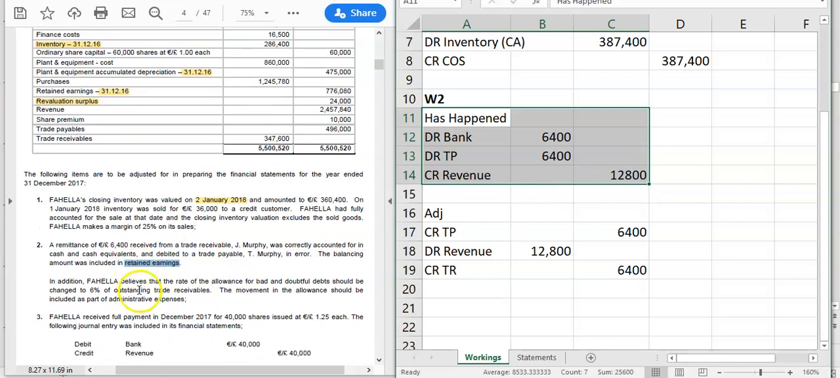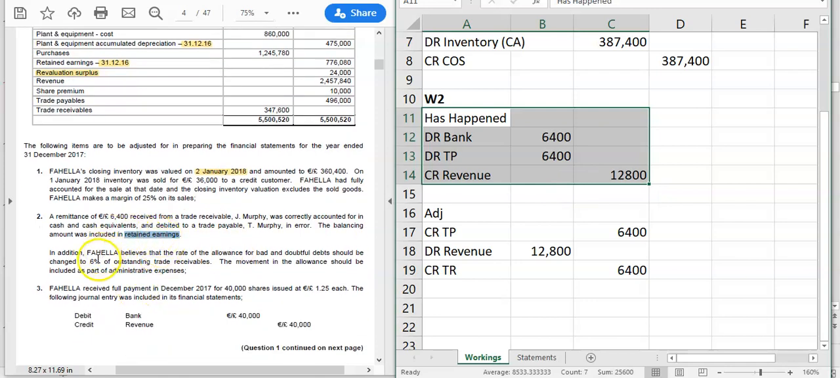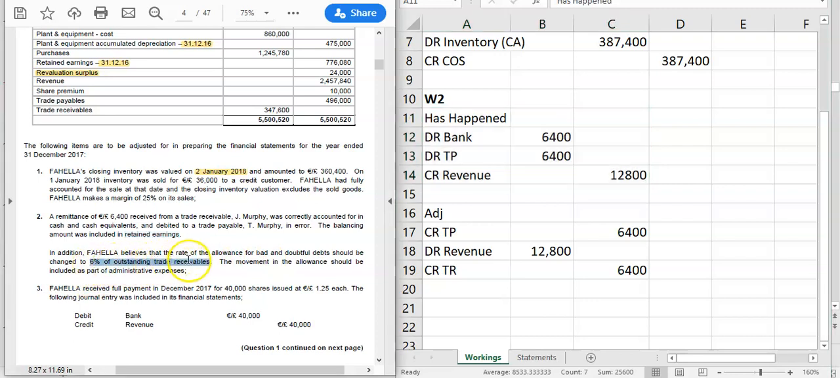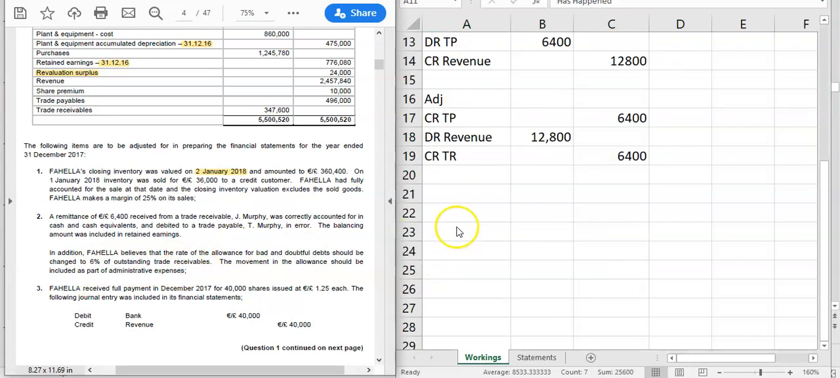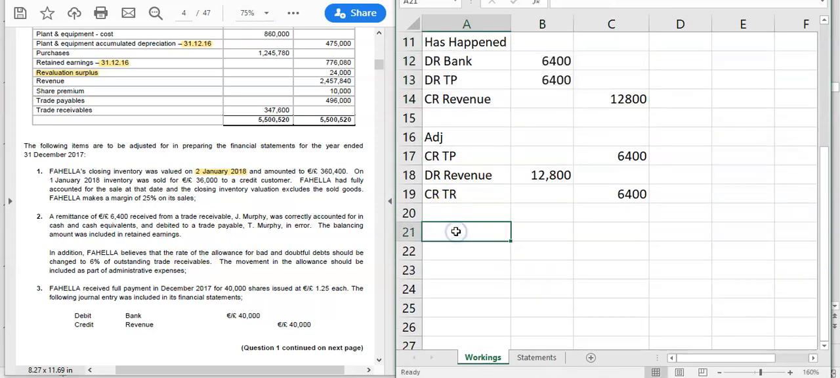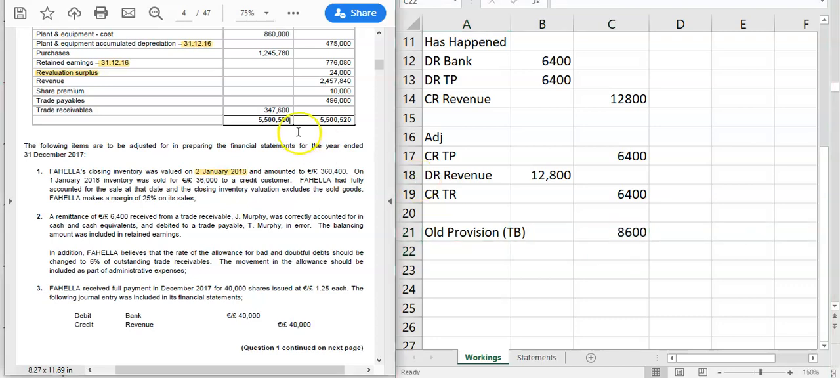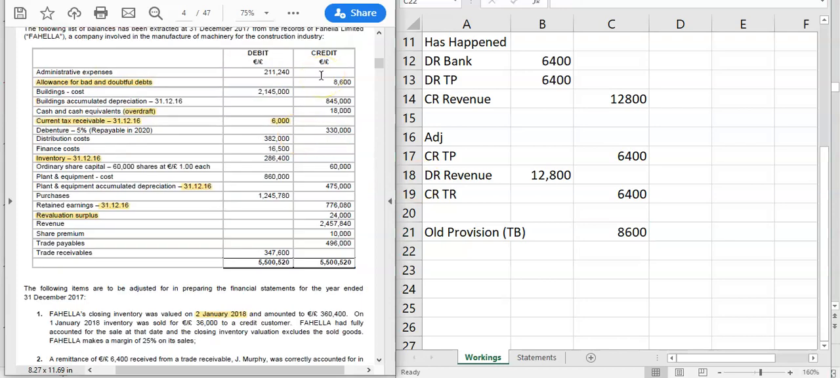And what they tell us then also as part of working 2 is they want the allowance for bad debts to be 6% of receivables at the year end, and the movement goes to admin expenses. So we have the old provision, which is in the trial balance. Your old provision here was 8.6. So you go back up, that's the one I flagged already. You're given the opening balance, it's always on the credit side.